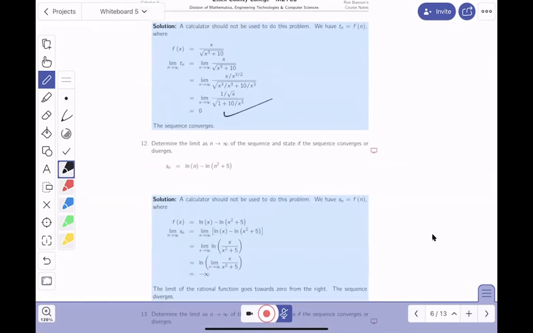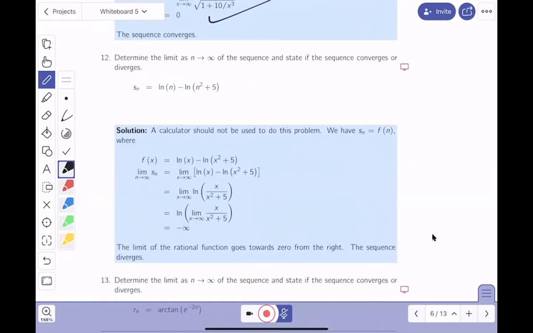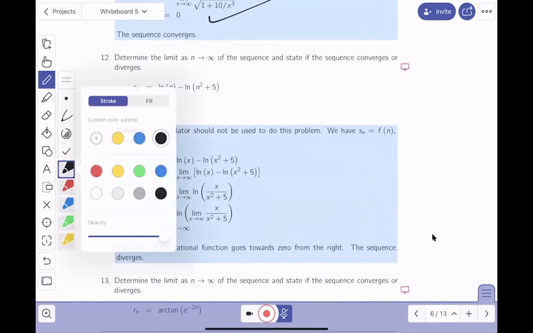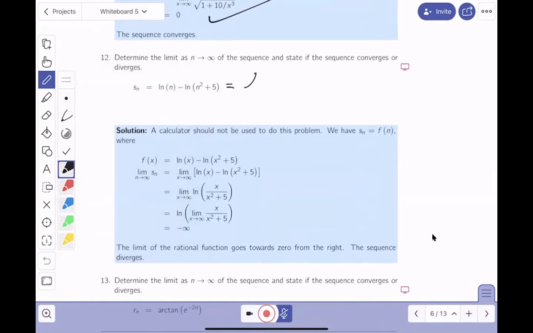What does it say? It says 0. Again, there might be a lot of work over there. And someone says, do I need to put that work down? I don't know. Maybe you do, but I don't think so. So let's take a look at the next one, number 12. These are relatively simple questions. Logs were taught to you in Math 119. I'll write this as a quotient, which is the natural log of n over n squared plus 5.